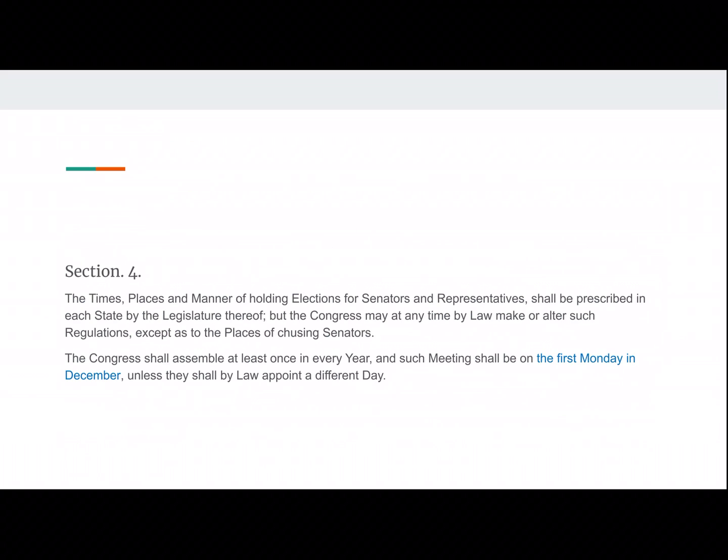Section 4. The time, places, and manner of holding elections for senators and representatives shall be prescribed in each state by the legislature thereof, but the Congress may at any time by law make or alter such regulations except as to the places of choosing senators. The Congress shall assemble at least once in every year, and the meeting shall be on the first Monday in December unless they shall by law appoint a different day. So it just means every year you have to meet at least once, and it obviously is no longer the first Monday in December because that's in blue. It's been redacted and changed, and states get to choose how they elect, but the Congress can at any time make a law to alter the regulations, and that's why it's the first Tuesday in November that we now use as our election day.